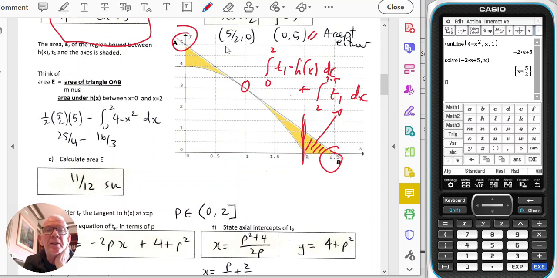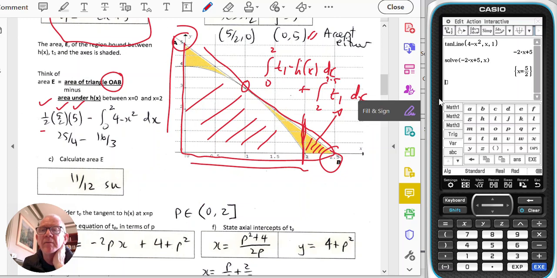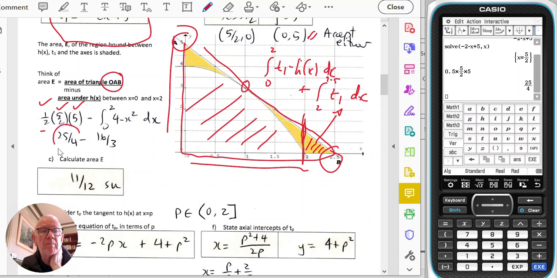So this would be the area under the curve, but this bit is 2 areas trapped between curves. Or you could think about it as being this large triangle OAB, minus this white bit. And that's what I've suggested you do. So OAB will be a half times 5 on 2 times 5, minus the integral from 0 to 2 of f of x. So let's do that. 0.5 times 5 on 2 times 5 gives me 25 on 4.